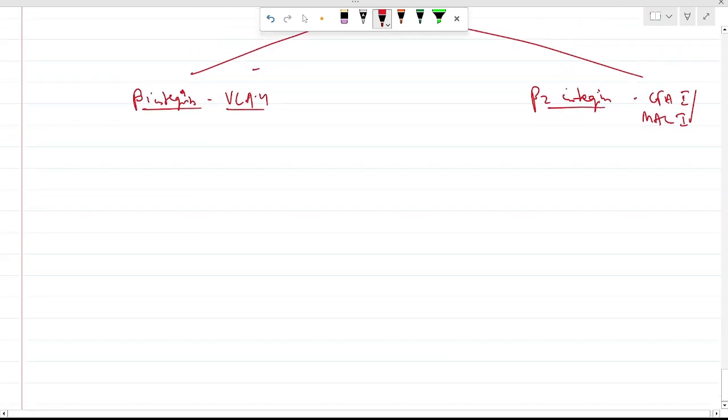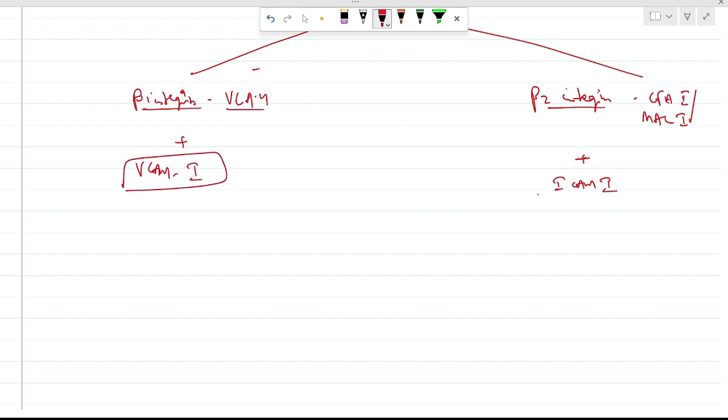This beta 1 integrin combines with VCAM1. This beta 2 integrin combines with ICAM1. VCAM1 and ICAM1, very important molecules. These both are present on, where? Present on leukocytes. VCAM1 with beta 1 integrin and ICAM1 with beta 2 integrin.